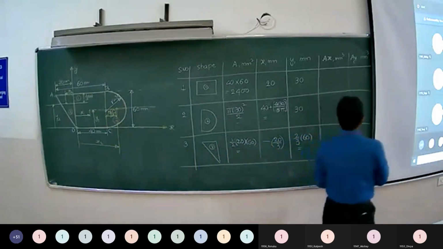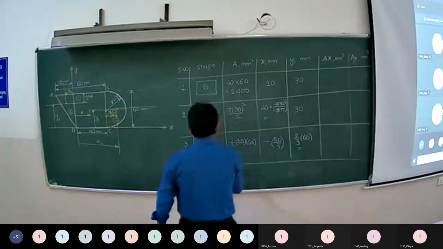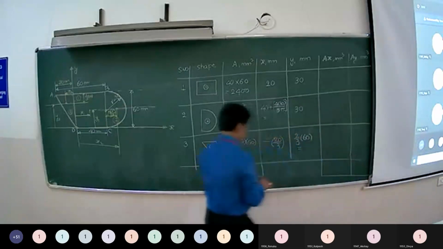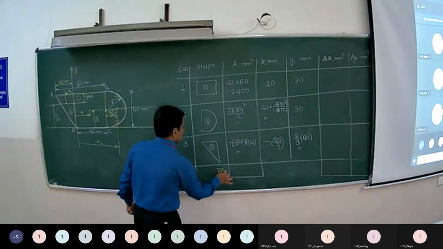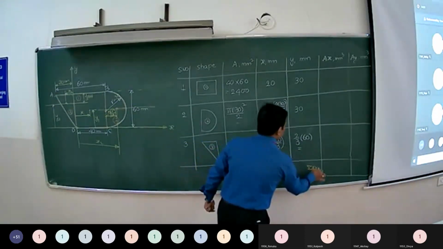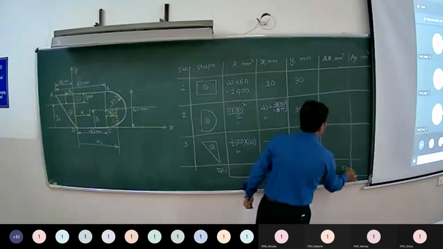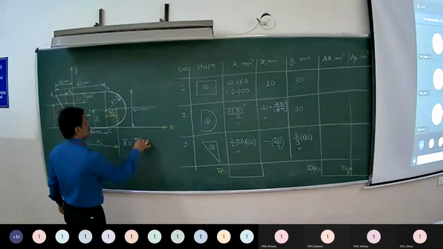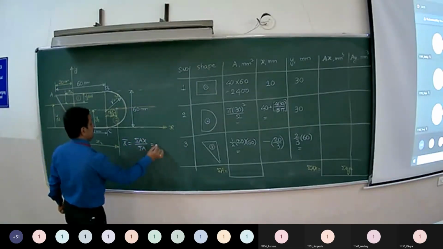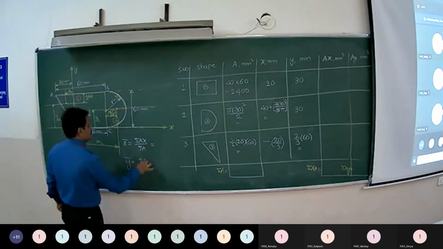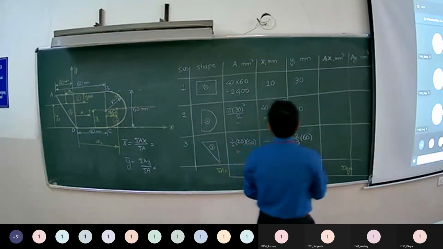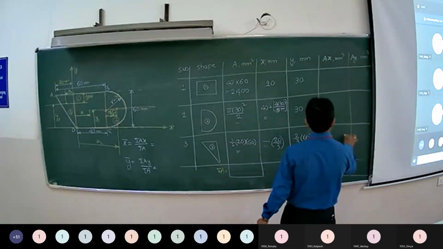Now do the multiplication for the moments, and then the addition: summation A, summation AX, summation AY, and then division. X bar is equal to summation AX upon summation A, and Y bar is summation AY upon summation A. Please take care of this negative sign. So here in A into X, this term will be negative.